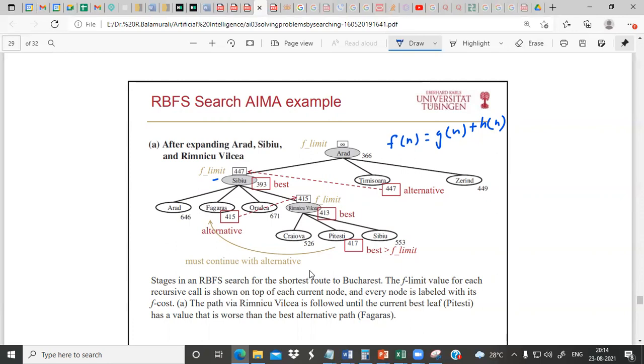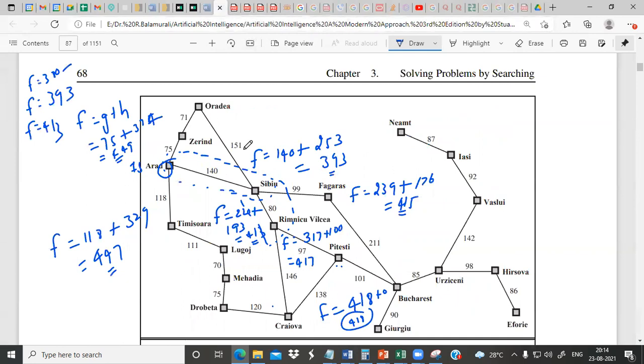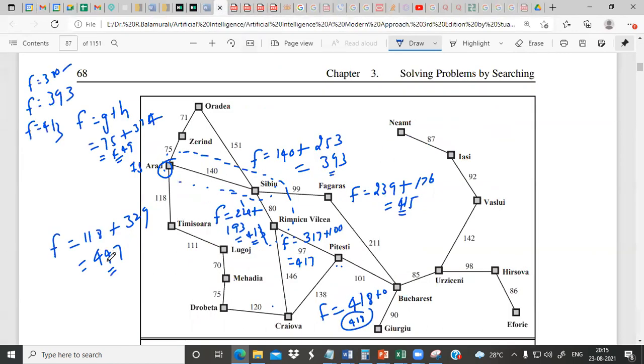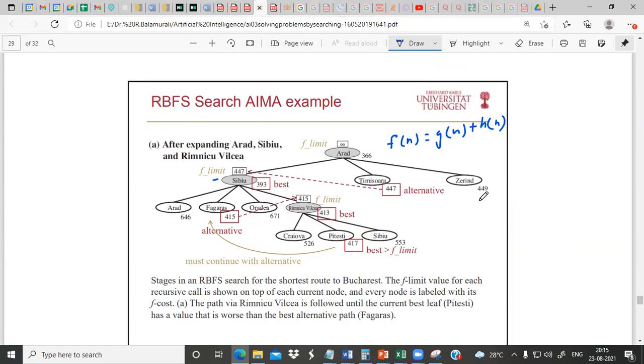So how did we get this 393? That is the cost of reaching CBU from Arad plus the heuristic cost of reaching Bucharest from CBU. So this is 140 plus 253. 140 is the cost of reaching CBU from Arad, and 253 is the heuristic cost. Like that, it is calculated for everything. Timisoara and Zerind are also available here. Timisoara is 447, Zerind is 449. Okay, now this path we are going to explore.